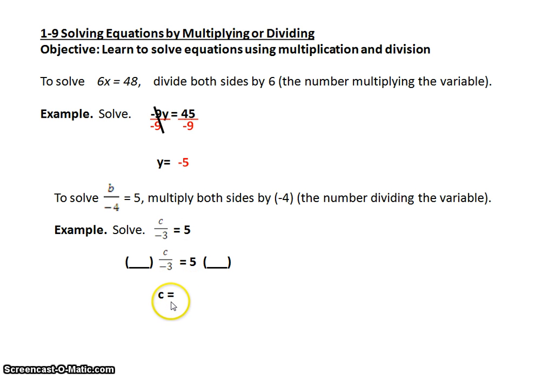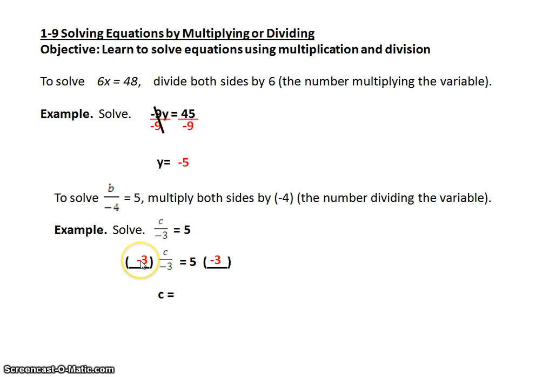Again, we want to isolate the variable. We want the variable c to be all alone on the left-hand side. So on the left-hand side, c is not by itself. It is being divided by a negative 3. Now we can undo division by multiplication. So if the letter c is being divided by 3, I can do that by multiplying the left-hand side by negative 3, as long as I multiply the right-hand side by a negative 3.